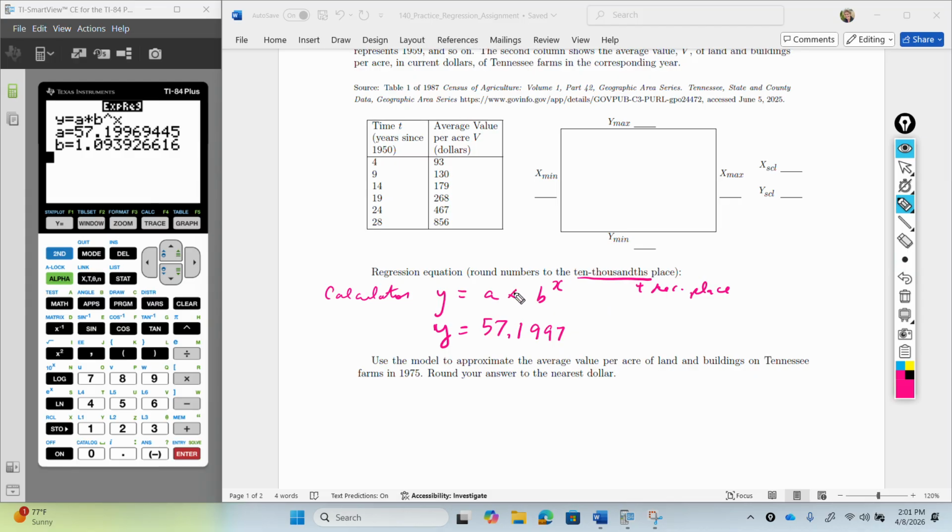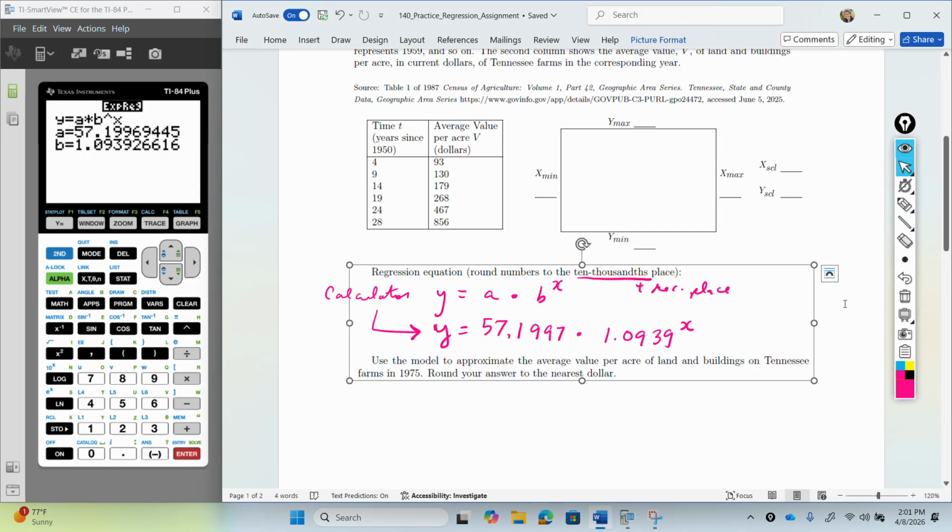Okay. So a, to 4 decimal places, is 57.1997, and then times, that's a times, not an x, so I might write it just with a dot. And then b is 1.0939 if I take that to 4 decimal places. Then all raised to the x power. Okay, now that is the regression equation that your calculator gives you.